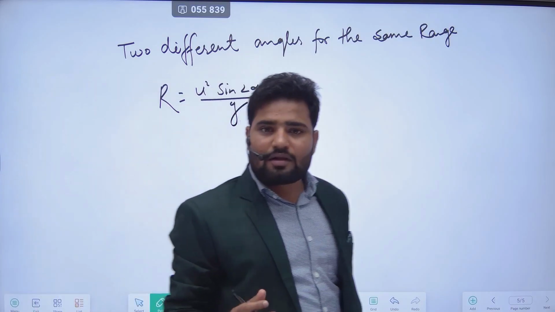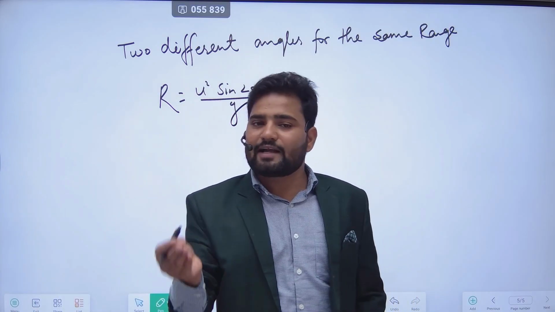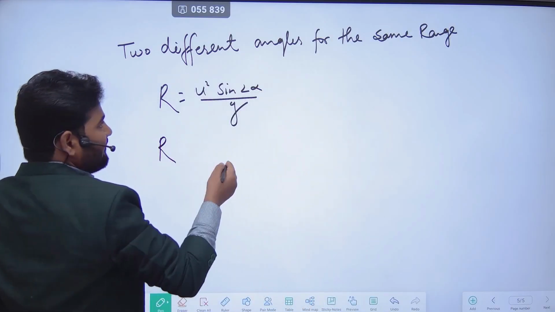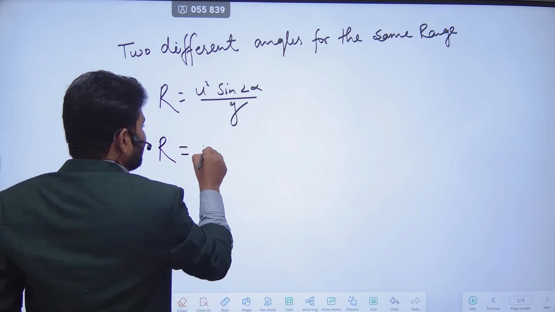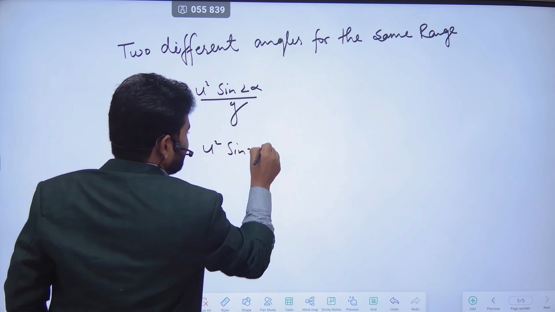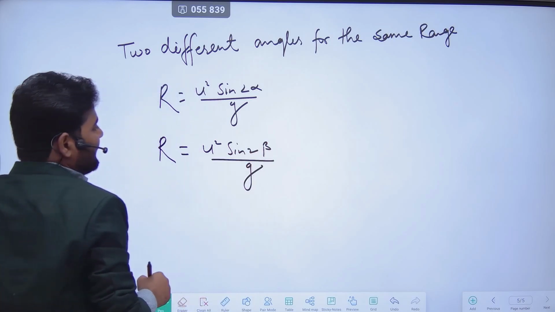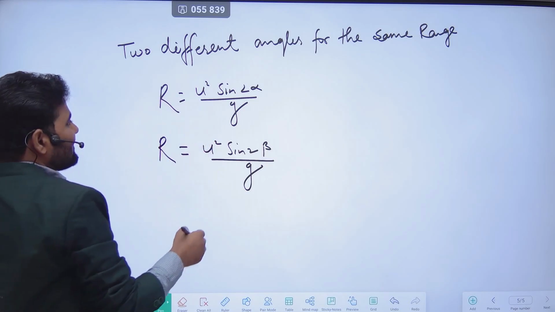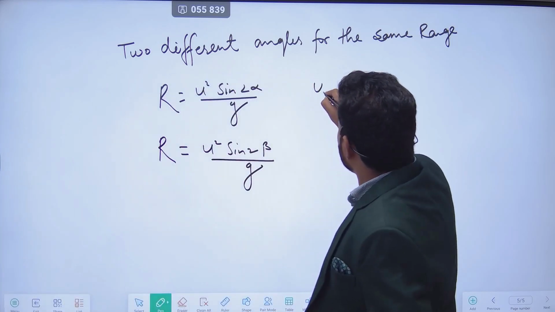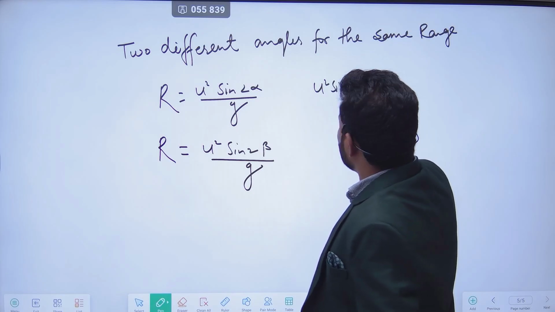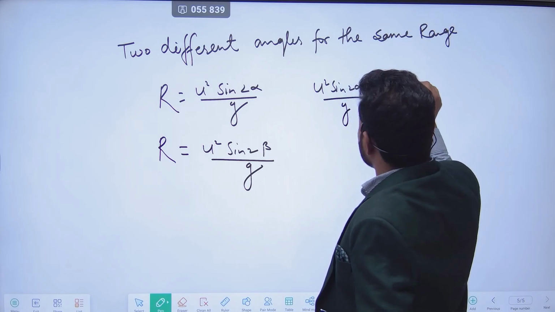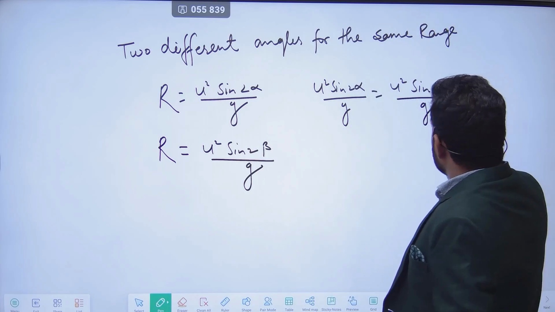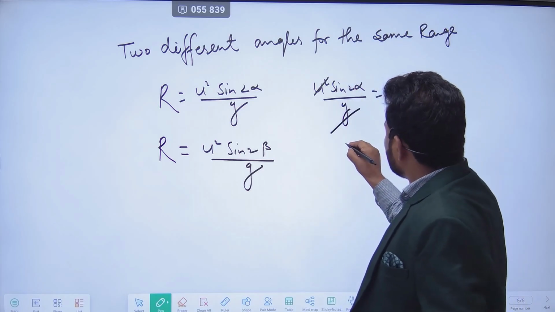Again, the same ball with same velocity but another angle, that is beta. At beta angle it is launched. Then in this case, again we are getting the same range. So we can write here u square sine 2 beta by g. In this way, the left hand side of both these equations are equal, so we can equate these two. So we'll get u square sine 2 alpha by g is equal to u square sine 2 beta by g. On solving these two, we'll get the different angles.